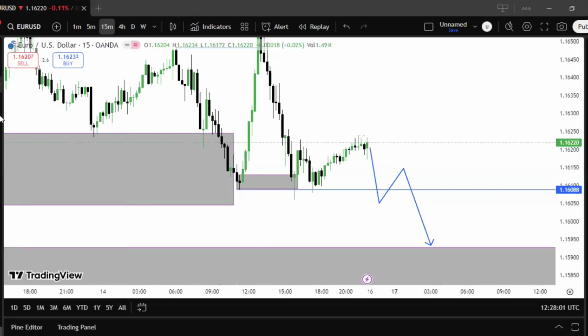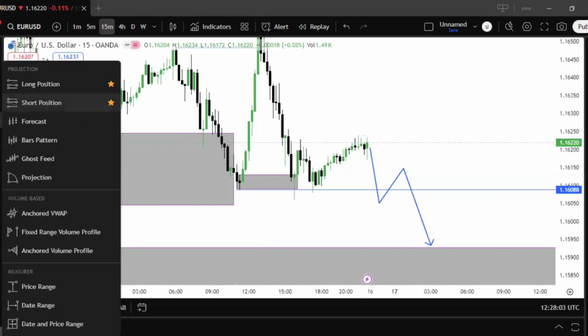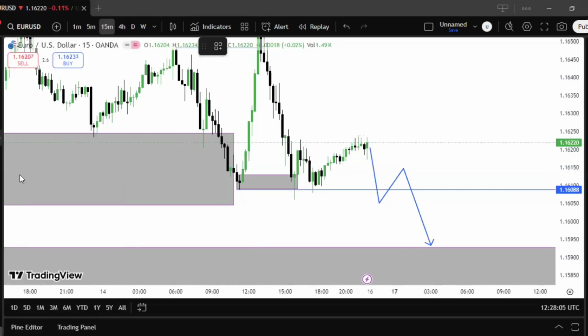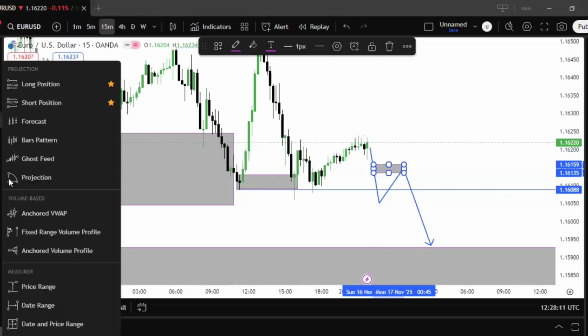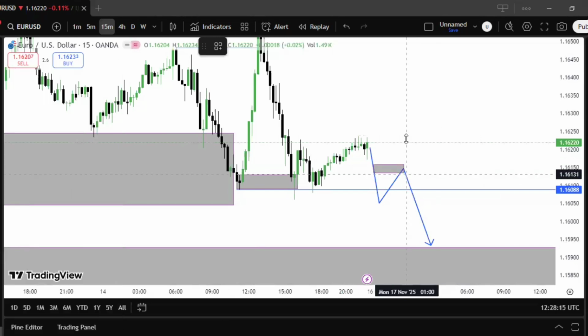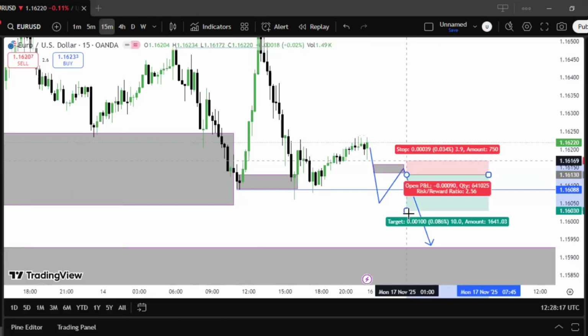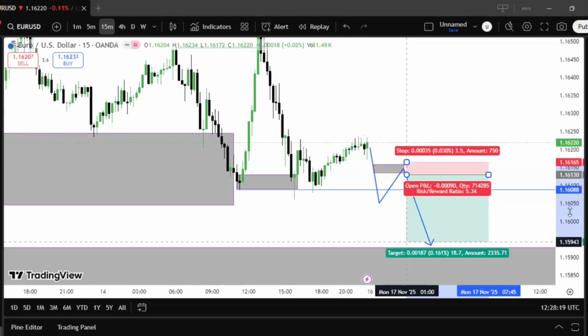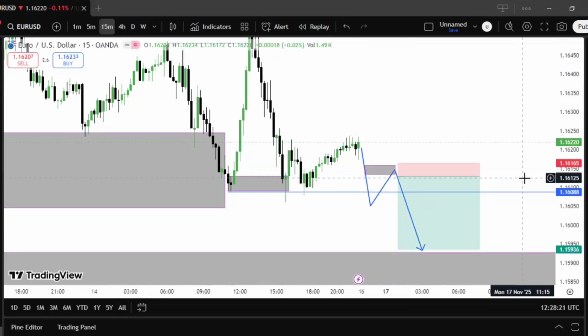First I'm going to take my rectangle, then here it gives me a supply zone. That means I'll be selling here, guys. Simple. Short, then something like this, target maybe this high, then I'll sell. That's what I'll be looking at on USD.